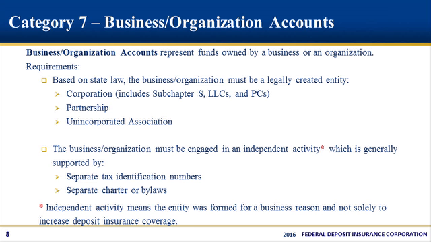Please note that the business or organization must be engaged in an independent activity. This means the business entity must have been formed for a business purpose and was not created for the sole reason of increasing FDIC deposit insurance coverage. Typically, the existence of separate business entities is supported by organizations with separate tax identification numbers and a separate charter or bylaws. But please note, corporations will sometimes obtain separate tax identification numbers for different divisions within the same corporate entity. This would not provide for separate deposit insurance coverage.